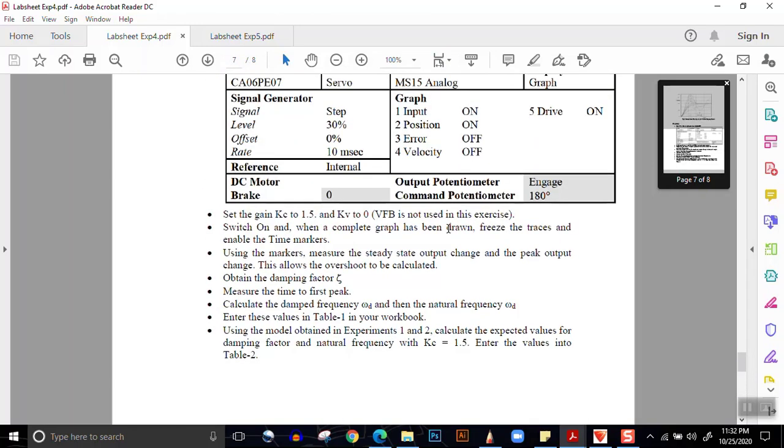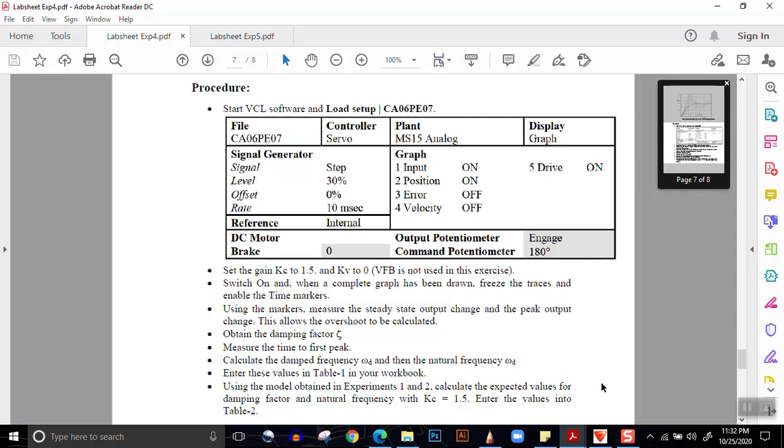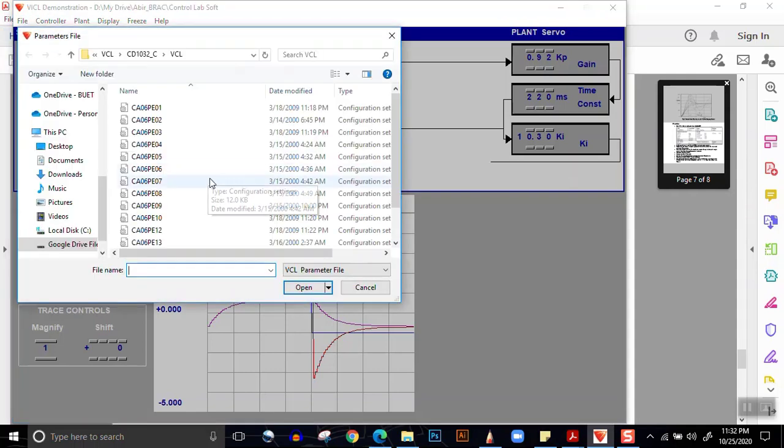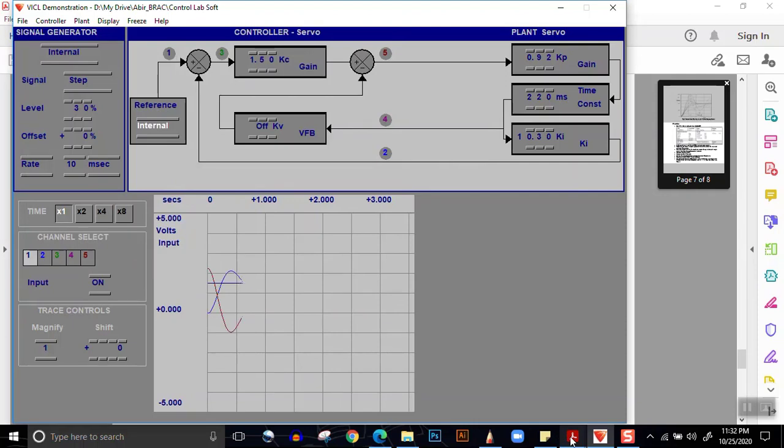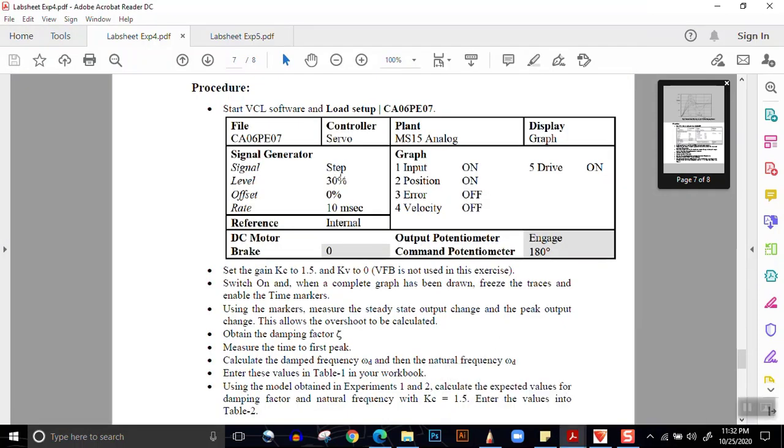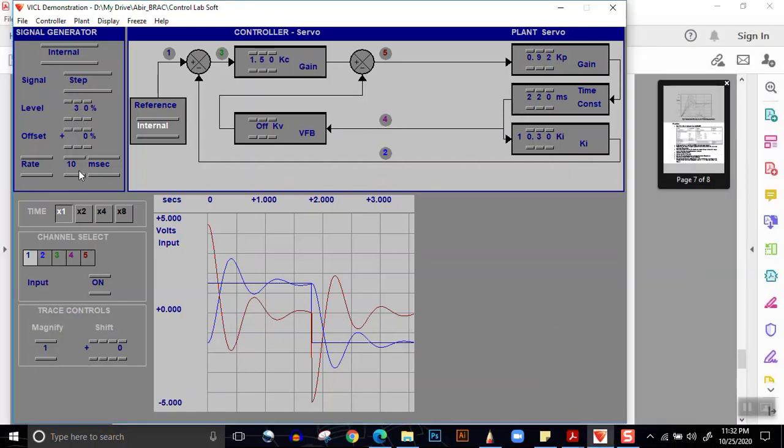Now, let us look at how we can do that. Firstly, we have to load CA06P07. So, file, load CA06P07. Now, if you look into it, the signal is step, level is 30%, offset 0%, wait 10 milliseconds. So everything is there. We do not need the drive, so we switch the drive off. We just need the input and output of it. Now the inputs and outputs are there. Kc is placed at 1.5, and these other values are placed according to my initials. I'm keeping these values the same for all the experiments, and you'll also keep these values the same for all your experiments, which will depend on your student ID, as I discussed in experiment 1.